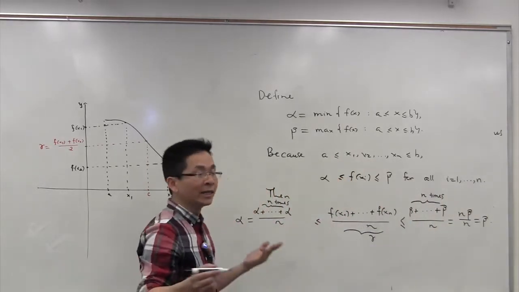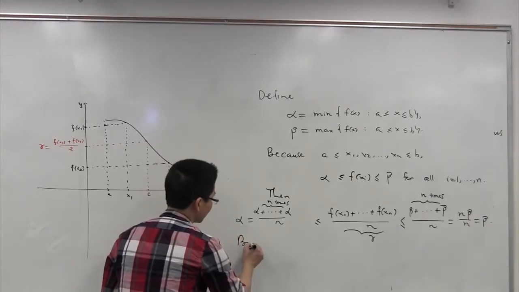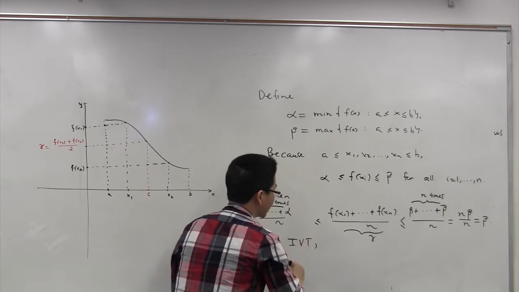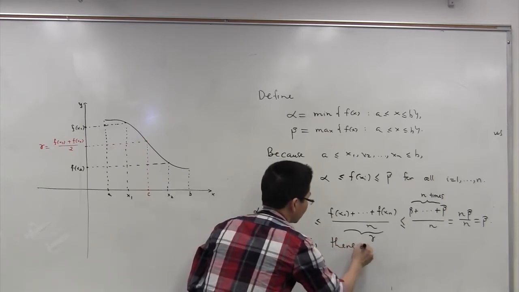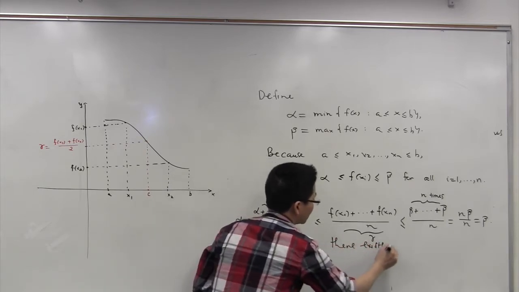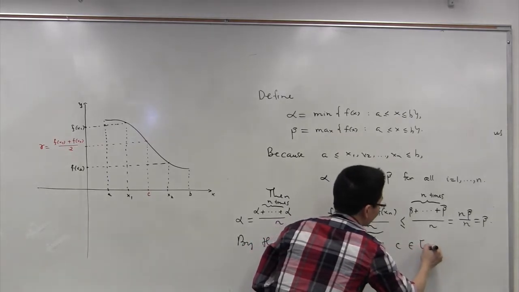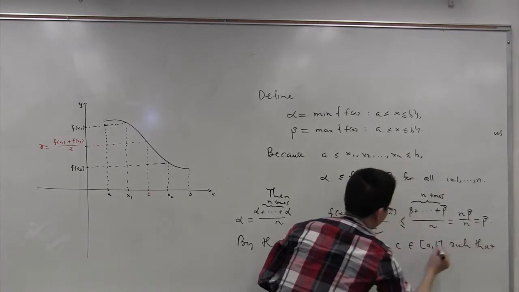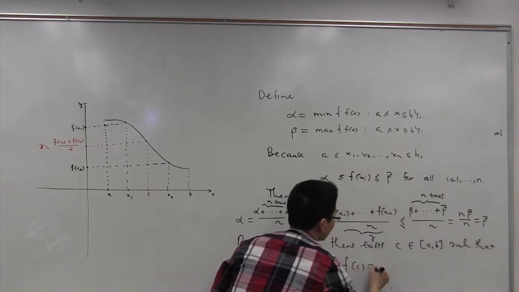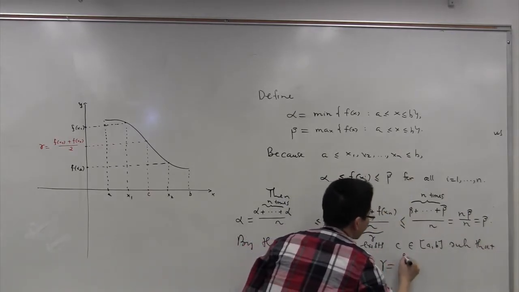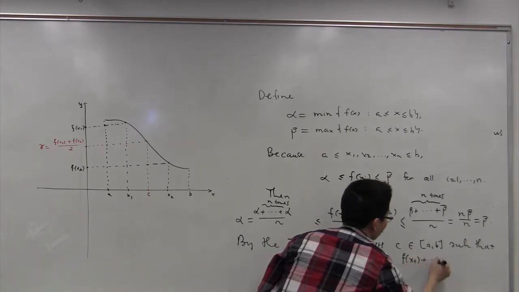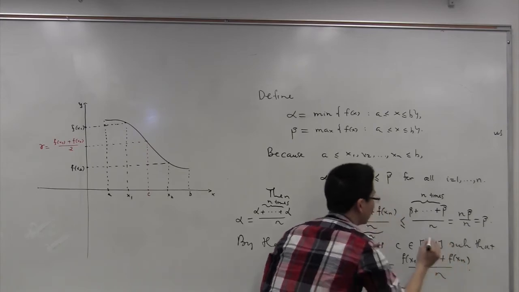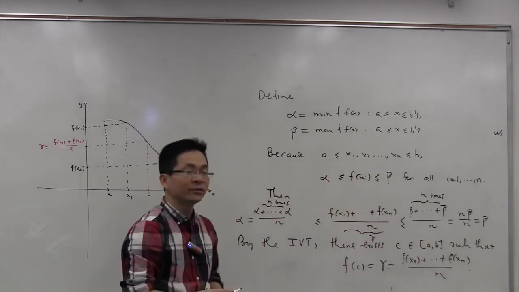So by the intermediate value theorem, there is some c in the interval AB such that f of c is equal to gamma, that is the average of f of x1, ..., f of xn. So the proof is complete.